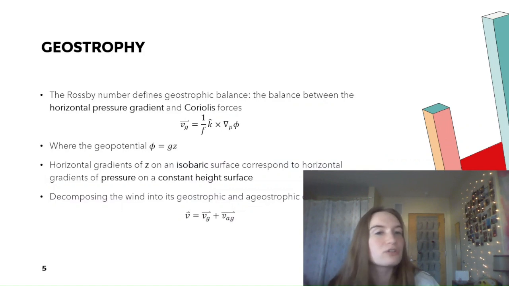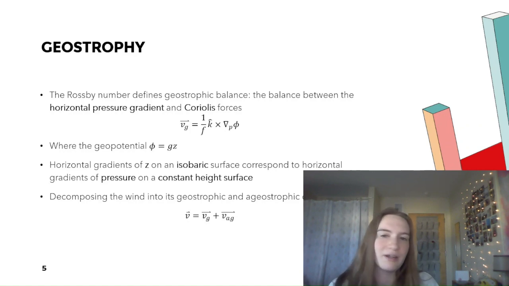It defines geostrophic balance, right? The balance between horizontal pressure gradient force and Coriolis force. So this is our equation where that G potential symbol is gravity times height. Our horizontal gradients of Z on an isobaric, that's a constant pressure surface, correspond to our horizontal gradients of pressure on a constant height surface.